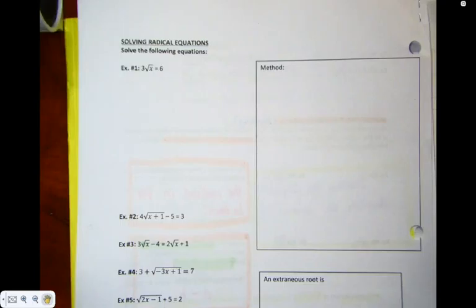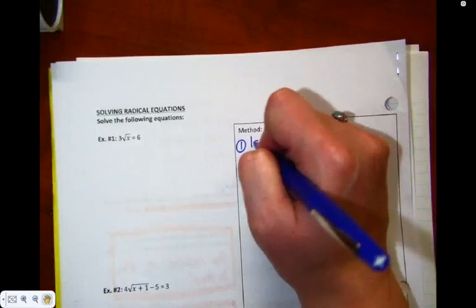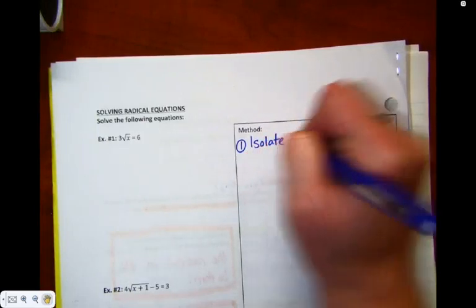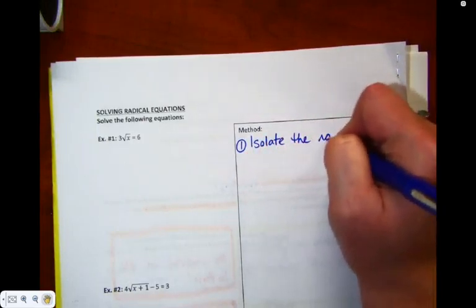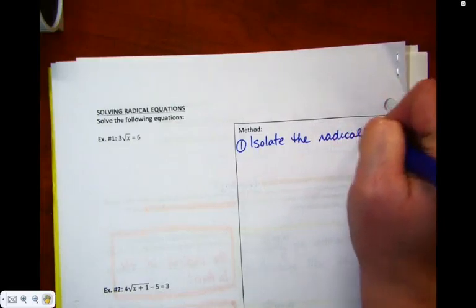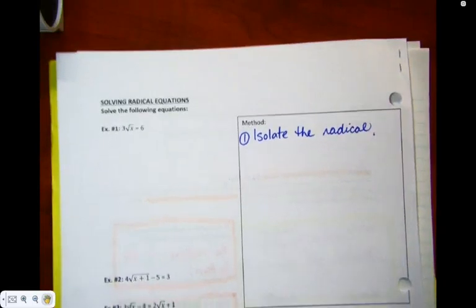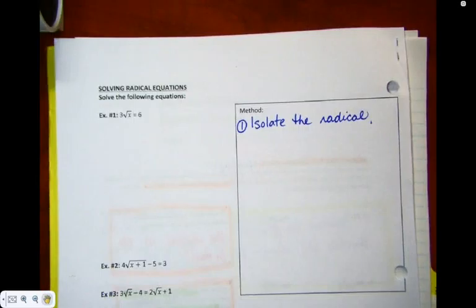Radical, how do you recognize something as radical? Oh, more obvious than that. It has a radical in it. That's how you know it's got a square root somewhere in the equation. That's what makes a radical equation radical. Step number 1, isolate the radical.